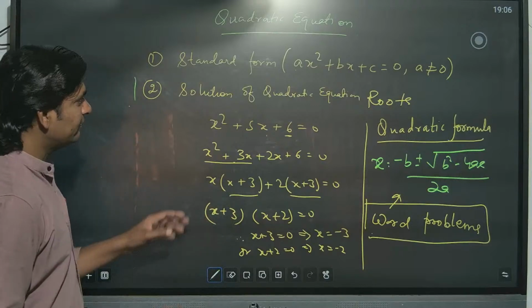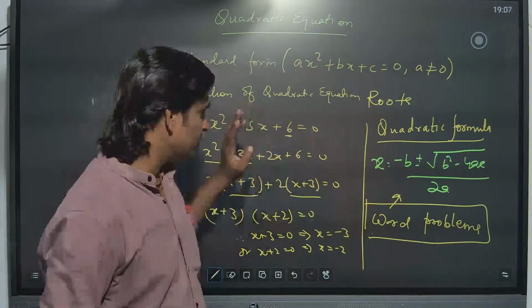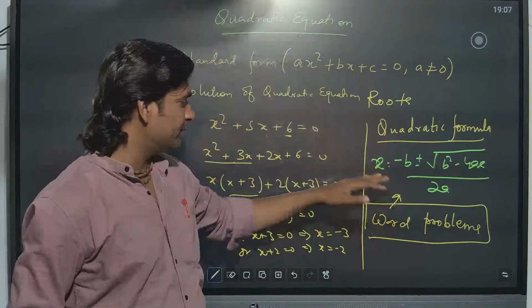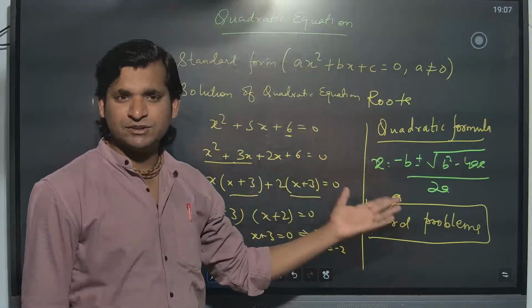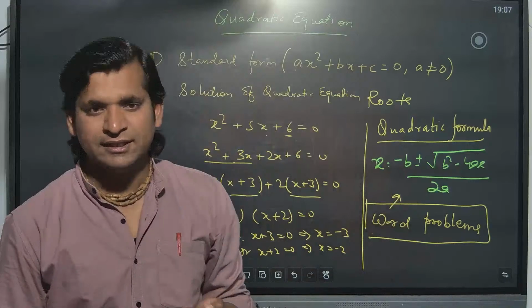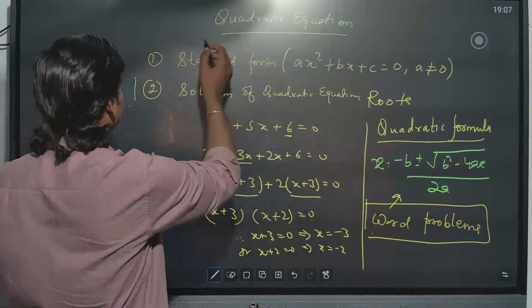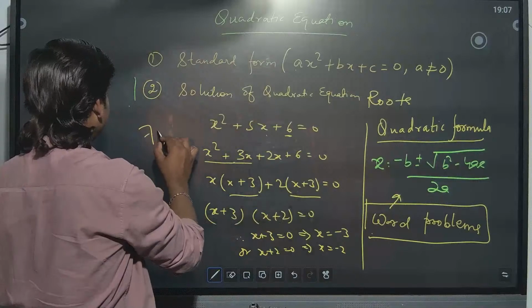After this concept, solution of quadratic roots is the second concept. This one question is for sure. Either it can be a word problem. Word problem means 5 marks. Like this, finding value of roots will be a 2 marks question. So from this, you can consider 7 to 8 marks you will get.